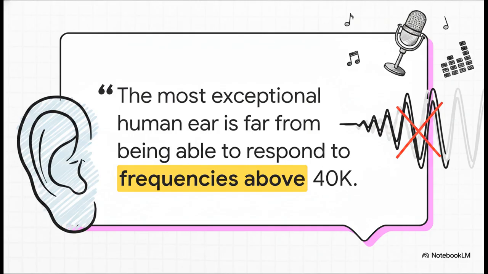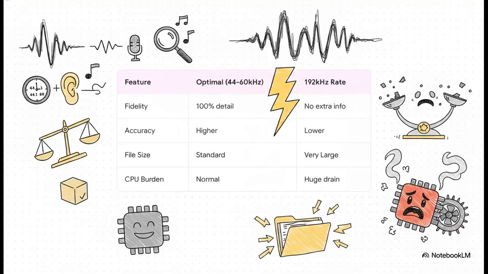Human hearing maxes out around 20 kHz. The absolute most exceptional human ear on the planet cannot hear past 40 kHz. Musical instruments do not produce frequencies up there, and microphones certainly do not capture them. Comparing these rates, the truth becomes totally undeniable. Based on the Nyquist theorem we learned about earlier, to perfectly capture a 20 kHz human hearing range, we only need to sample at slightly more than twice that rate. So around 44.1 to 60 kHz is mathematically optimal for 100% detail retention.